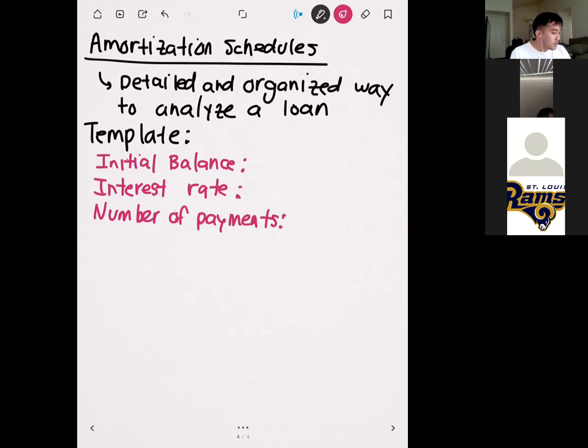Next is the number of payments. This is part of the agreement of the loan, how many payments you're going to make or how long you're going to be repaying the loan. And then the last piece of information is the uniform payment amount. This is the amount of money that you're going to pay, usually every month, but sometimes it might be every year. This is basically the uniform series equivalence of your initial balance.